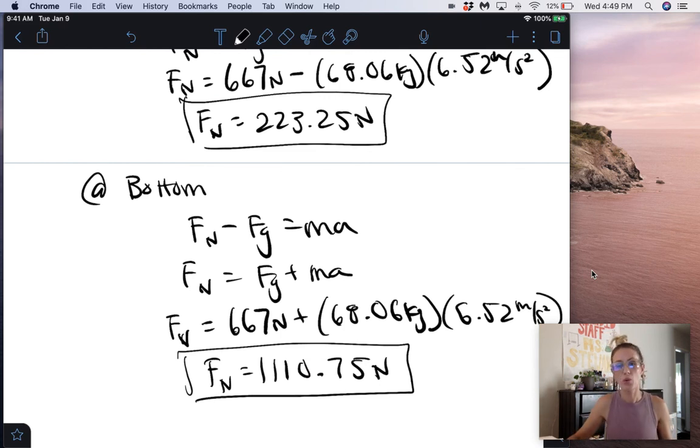So notice how much bigger the normal force is at the bottom and smaller the normal force is at the top when we increase our velocity. So that difference between the force of gravity and the normal force is bigger when we're increasing velocity, increasing the centripetal acceleration.